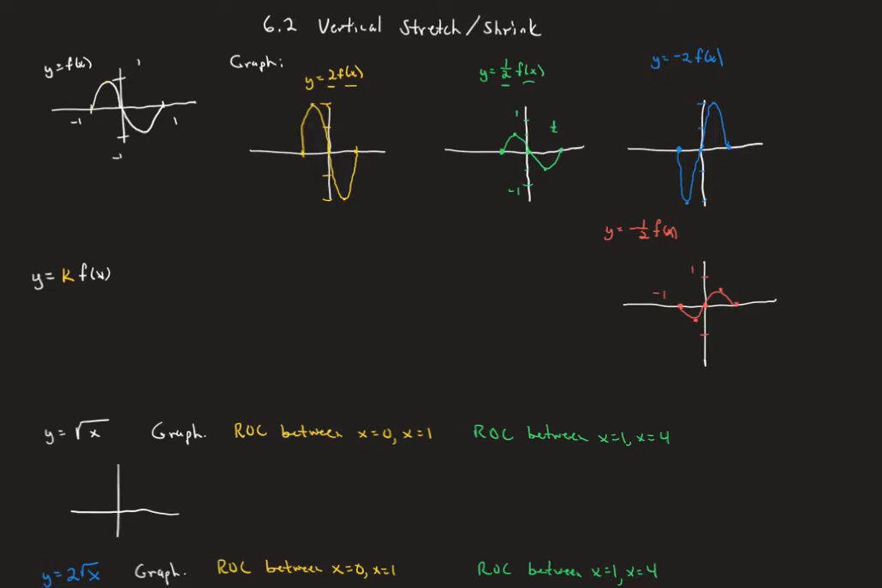So to summarize, if we have y equals k f of x, then if k is bigger than 1, that means we're getting a vertical stretch. And if k is between 0 and 1, then we're going to get a vertical shrink. And I think that's pretty intuitive. The horizontals are a little tougher. We'll talk about that next time.